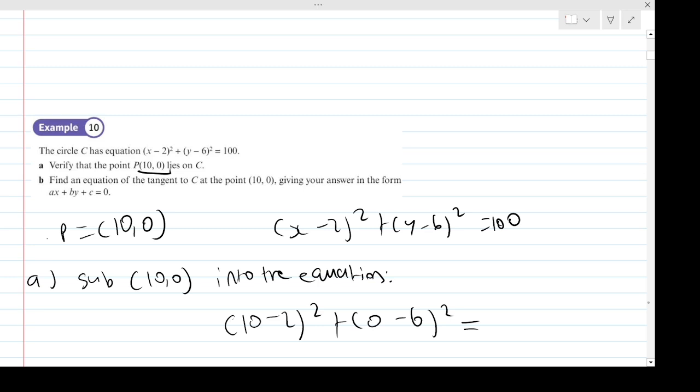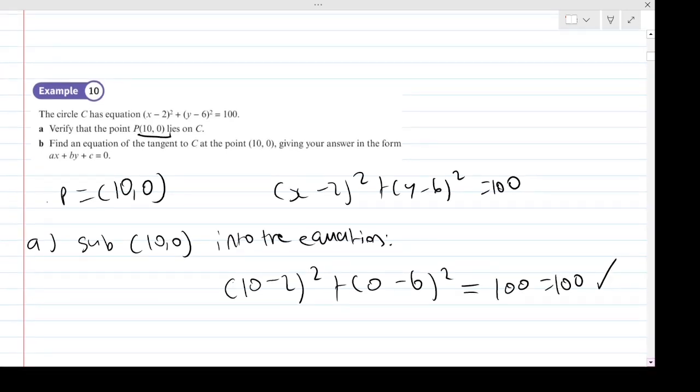So that's 8² and 6². Yeah, that should work. I get 100, yes. So 100 equals 100. That's great. The left-hand side equals the right-hand side, which means the equation is satisfied. So therefore, (10, 0) is on the circle.